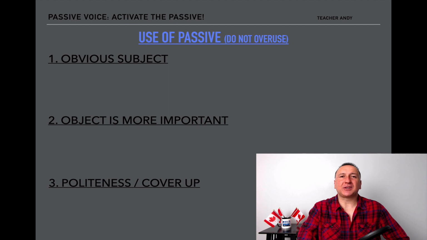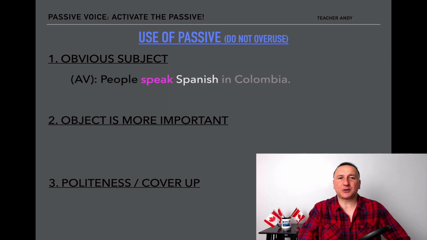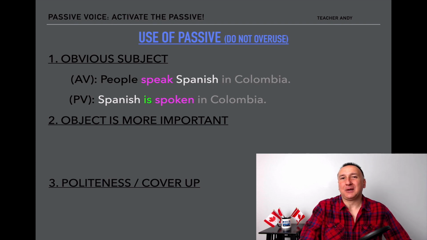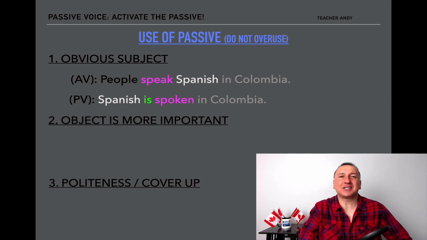So the first one is when the subject is obvious. Here is an example for you. If I say in active voice, people speak Spanish in Colombia, again, Colombia is a Spanish-speaking country, so it's kind of obvious, right, that the people speak the language. So it's very strange to actually say it in active voice. Usually what you say, transforming it, is Spanish is spoken in Colombia. Spanish is spoken in Colombia, passive voice. And again, because the subject is so obvious, you don't say Spanish is spoken in Colombia by the people. Because of course, it's the people that actually speak the language, right? So this is the first example of a use.